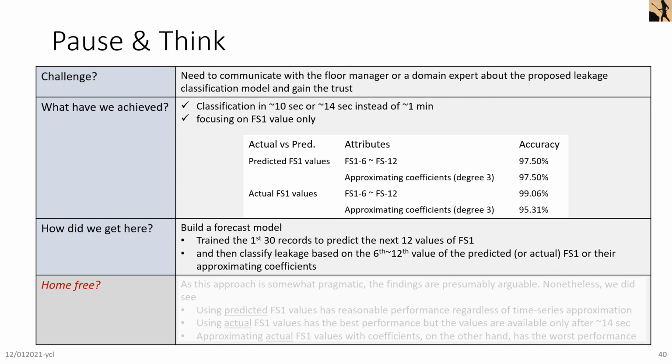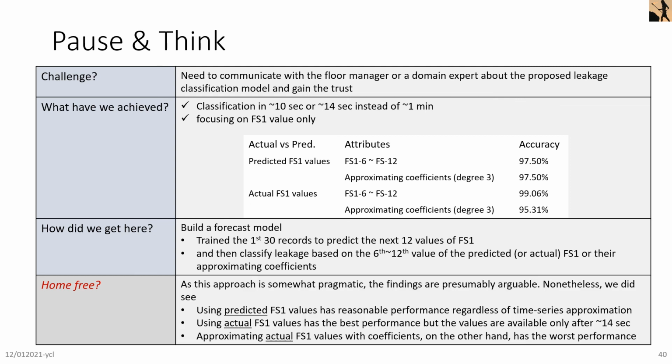Right? So how did we get there? We actually build a forecast model and train it on the first 30 records, right? And then we classify. Again, the whole process, if we make it complete and rigorous, is by no means easier than approach A, right? But in terms of communicating with a domain expert, there's a difference between the language they use and the concepts they can accept. So are we home free now?